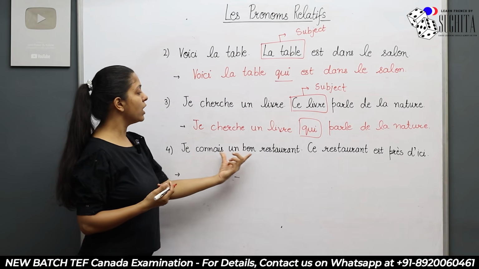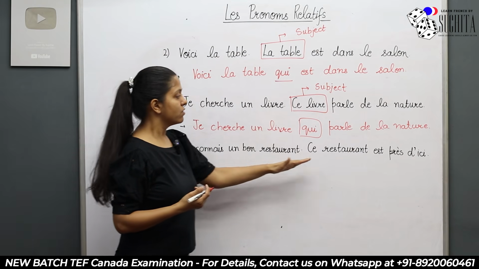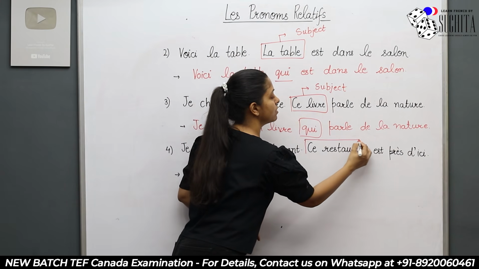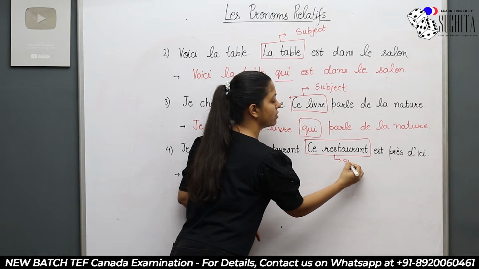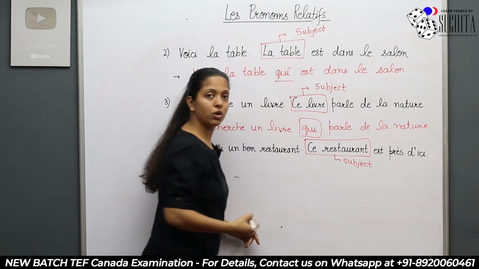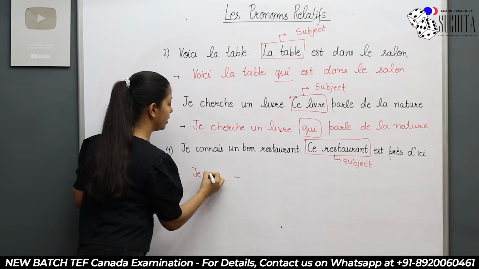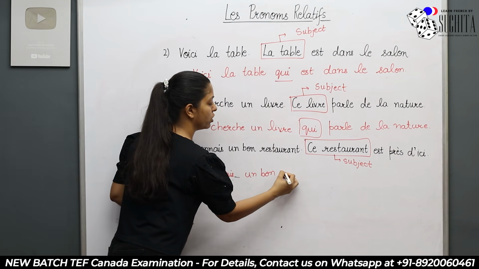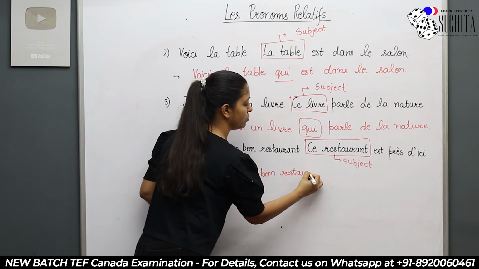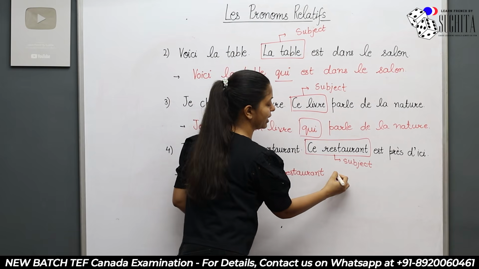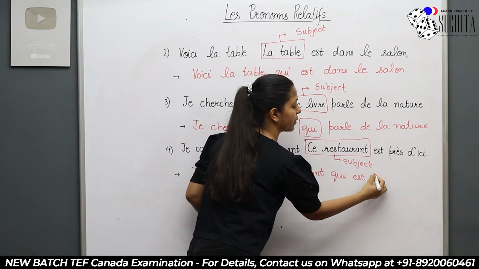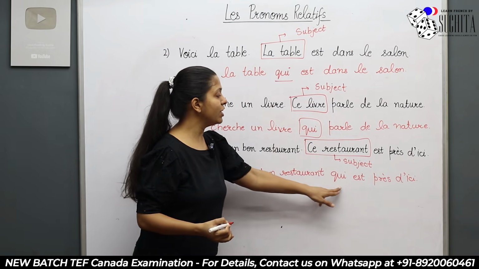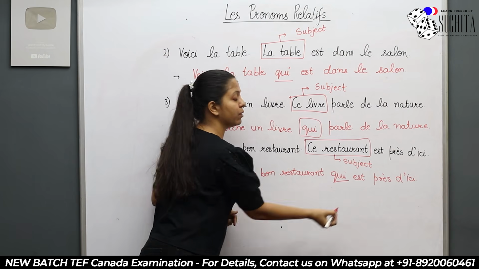Next one. Je connais un bon restaurant. I know a good restaurant. Ce restaurant est près d'ici. This restaurant is near here. In the second sentence, the repetition is ce restaurant, and that is again your subject. If you want to avoid this, you will write qui. Je connais un bon restaurant qui est près d'ici. The English equivalent would be: I know a good restaurant which is near here. So this again means which.